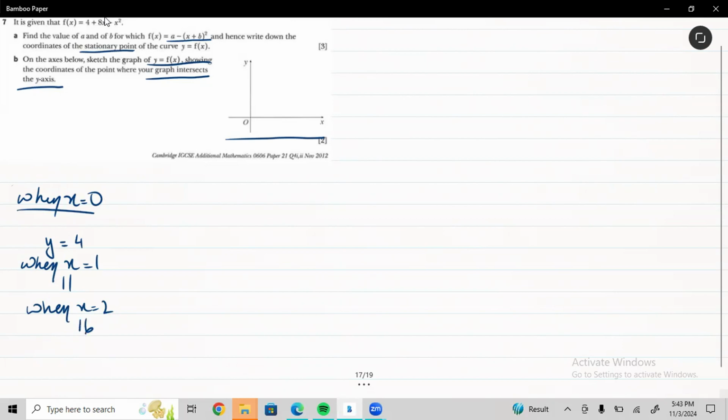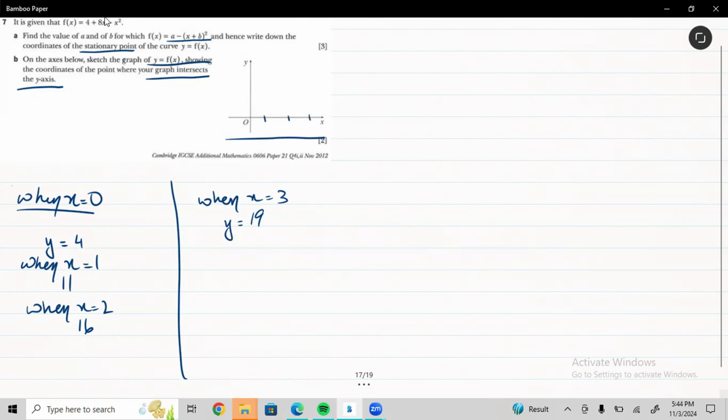And I'm going to take, when x equals 3, y is equal to 4 plus 8 times 3, which is 24, minus 3 times 3, which is 9. 4 minus 9 is equal to -5, and 8 times 3 is 24, minus 5 is equal to 19. So y is equal to 19. Okay, so just a rough approximation, I'm going to take 1, 2, 3 here.